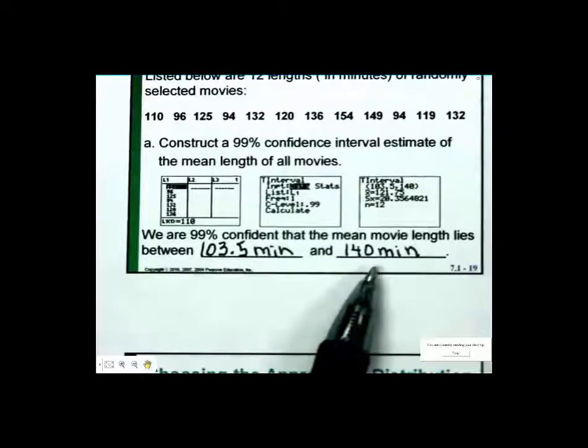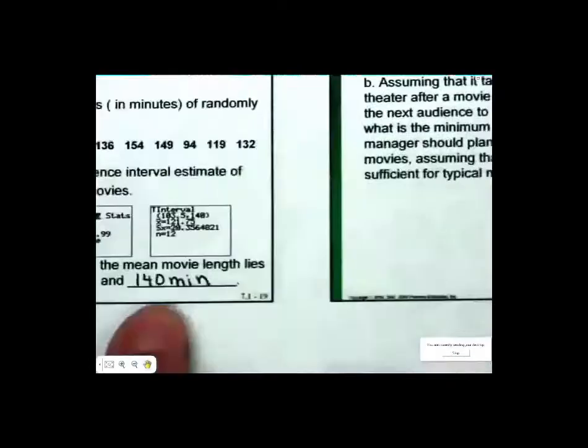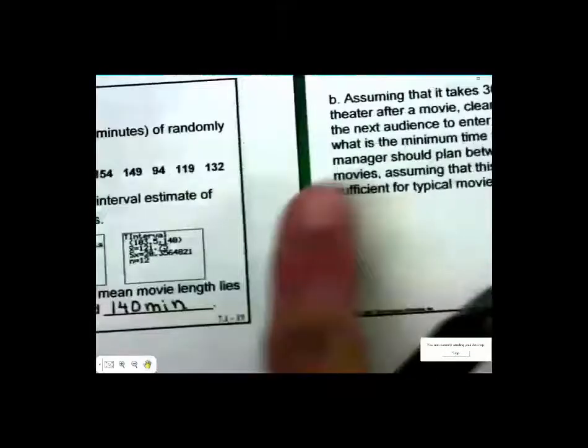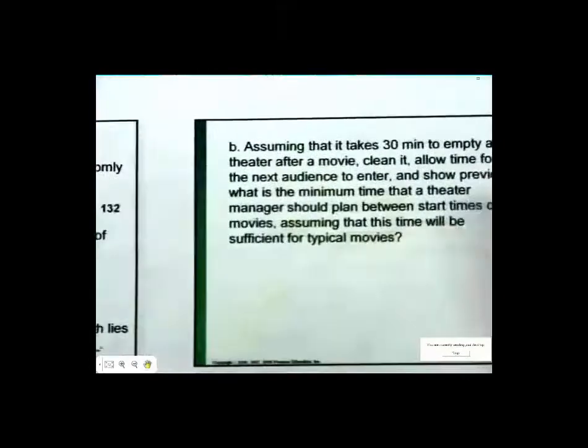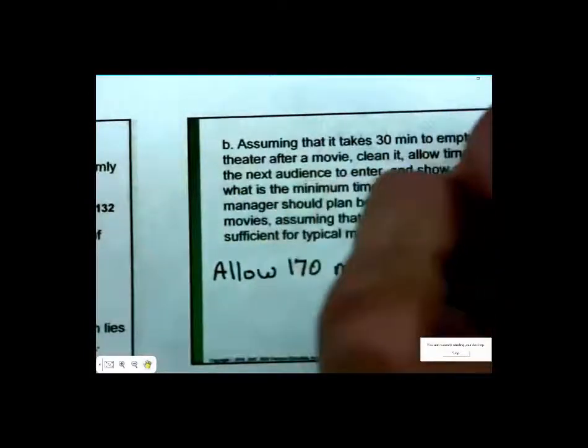So use the 140 minutes and then add the 30 minutes to clean. You need to allow 170 minutes between the beginning of movies.